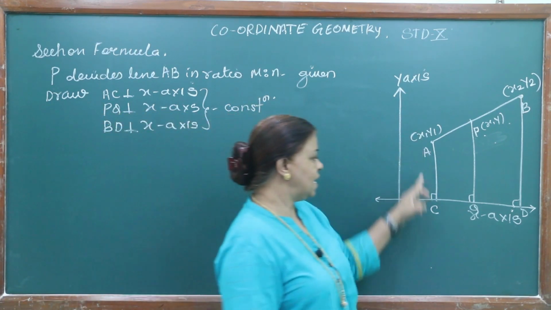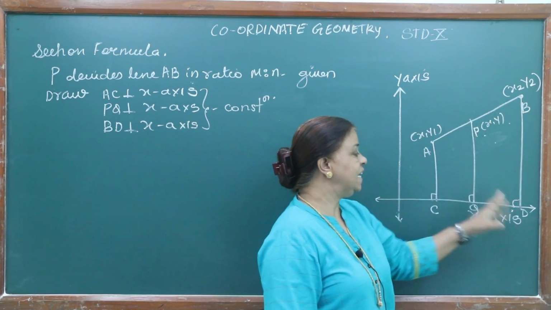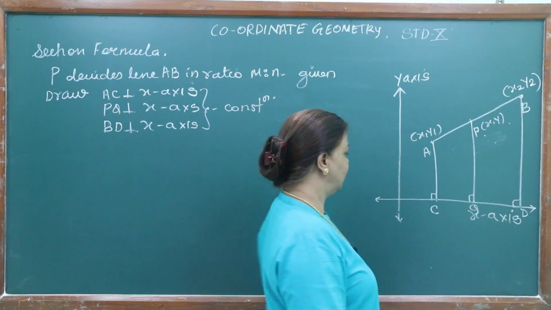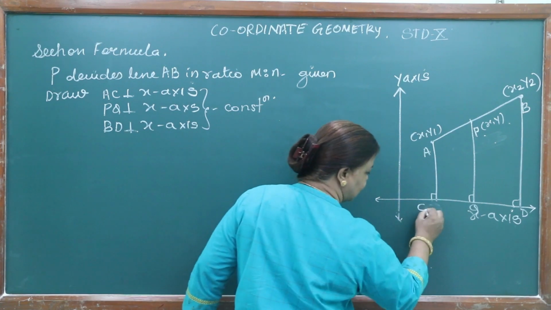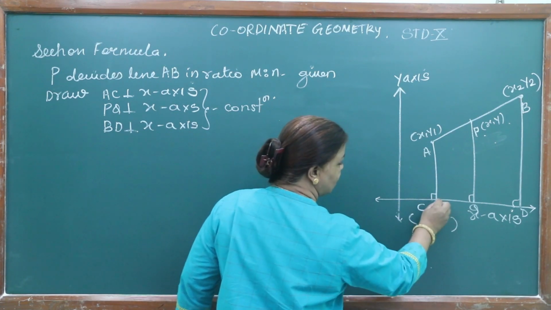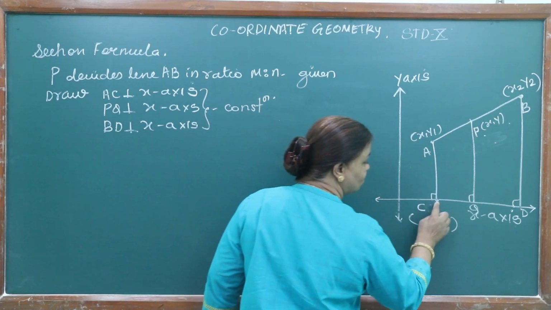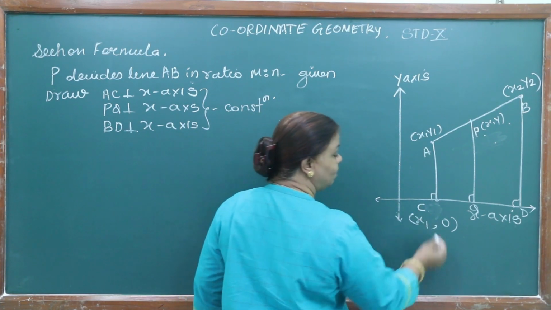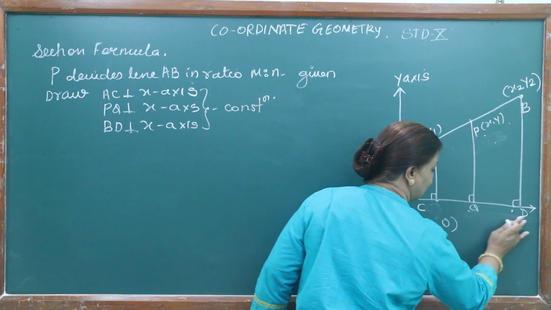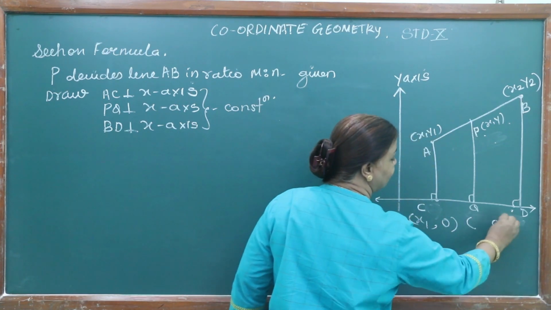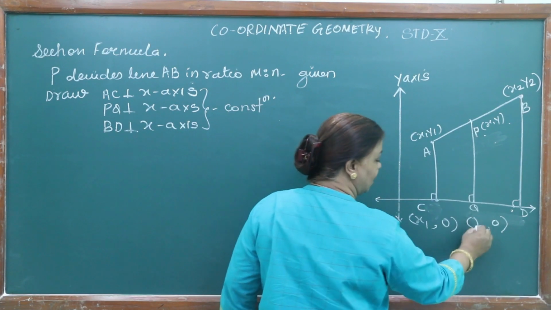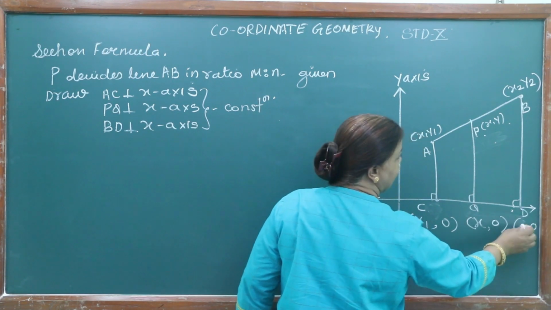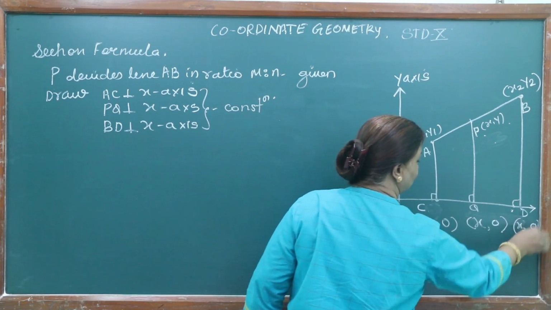If these lines AC, PQ and BD are perpendicular to the x-axis, then they are going to be parallel to one another. Let us write the coordinates of point C. Point C is on the x-axis, so its y coordinate will be 0 and its x coordinate will be x1. Q is also on the x-axis, so its y coordinate will be 0 and its x coordinate will be x. And D is also on the x-axis, so its y coordinate will be 0 and x coordinate will be x2.